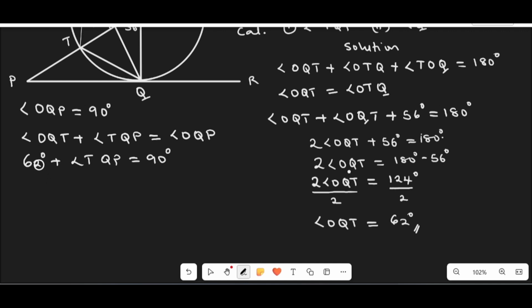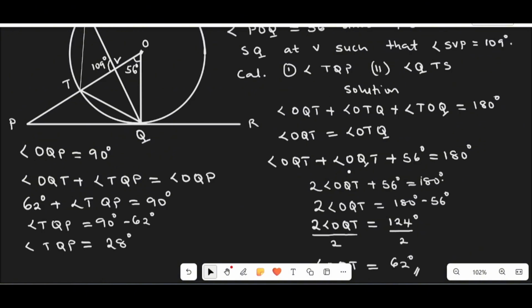So let us bring 62 degrees to the right hand side. Angle TQP equal to 90 degrees minus 62 degrees. Angle TQP equal to 28 degrees. So our angle TQP is 28 degrees.